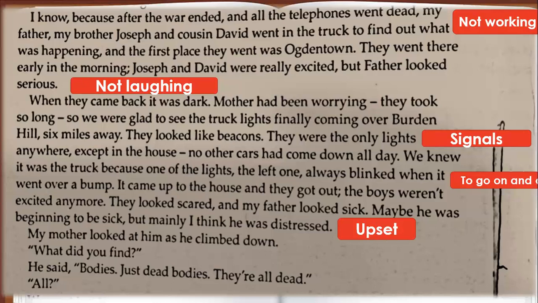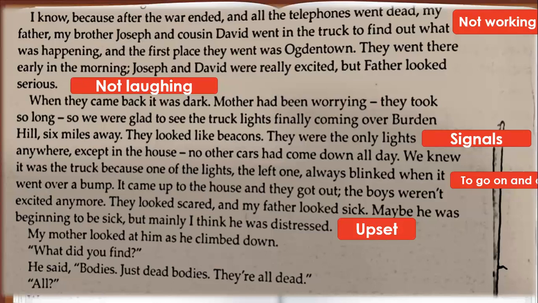Okay, they looked like beacons, like signals, a sign from far away. How did they know these were the truck lights? They were the only lights anywhere, because there was no other truck or car except in the house. No other cars had come down all day.